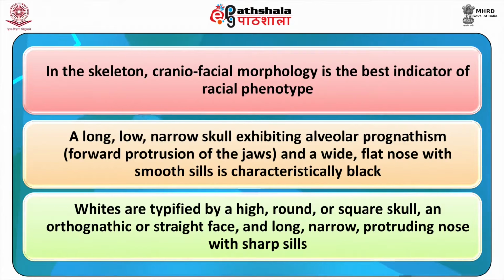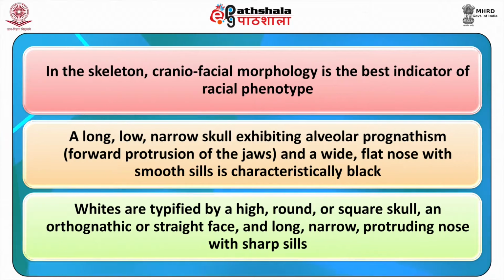In the skeleton, craniofacial morphology is the best indicator of racial phenotype. A long, low, narrow skull exhibiting alveolar prognathism, that is the forward protrusion of the jaws, and a wide flat nose with smooth sills is characteristically black.